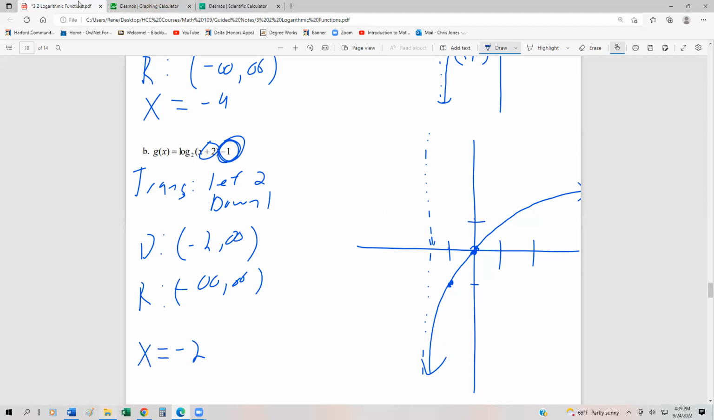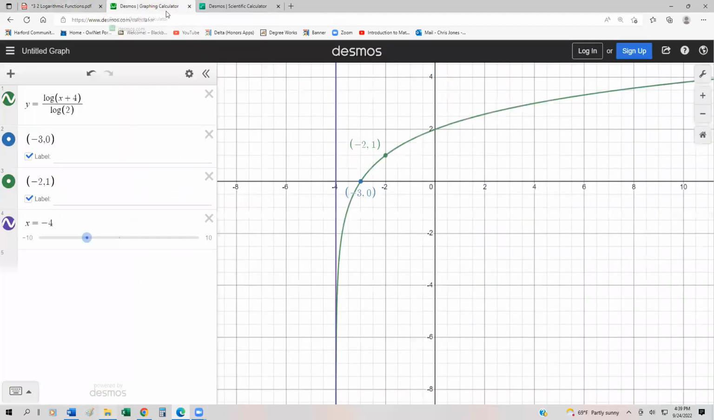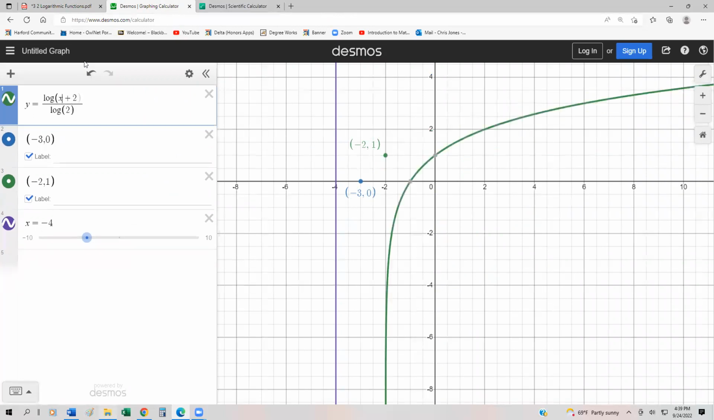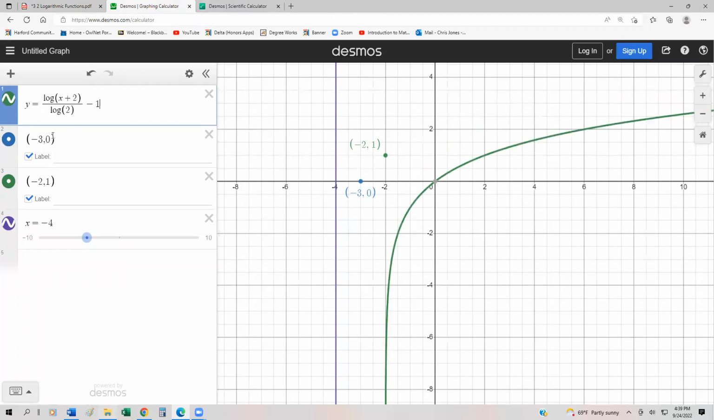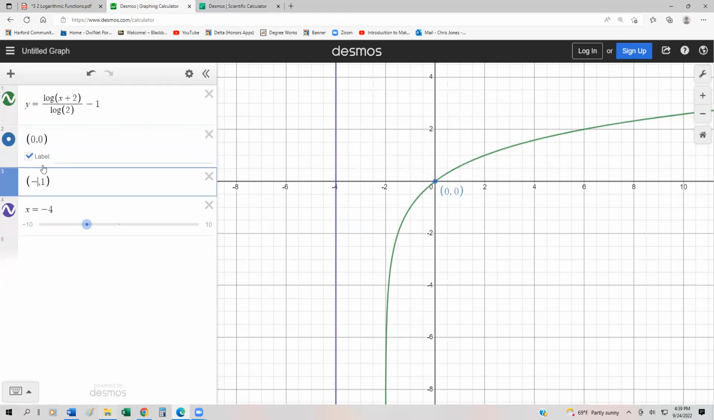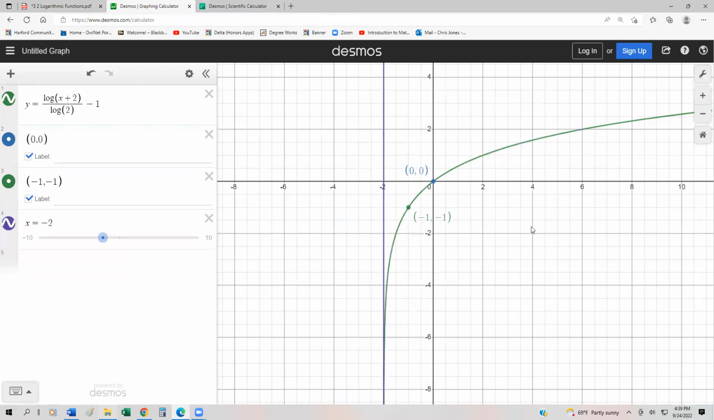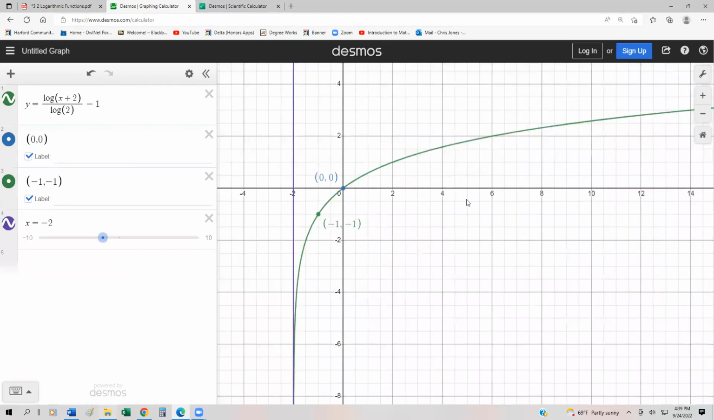Graphing this just to make sure that what we got made sense on our graphing calculator, we would just change this to x plus 2. And then we're going to have the minus 1 over here. Points that we knew were on the graph were the origin, and we also had (-1, -1), I believe. That's another point on the graph. The asymptote was at x equals -2. This is what we should do just to verify that this graph makes sense to us.